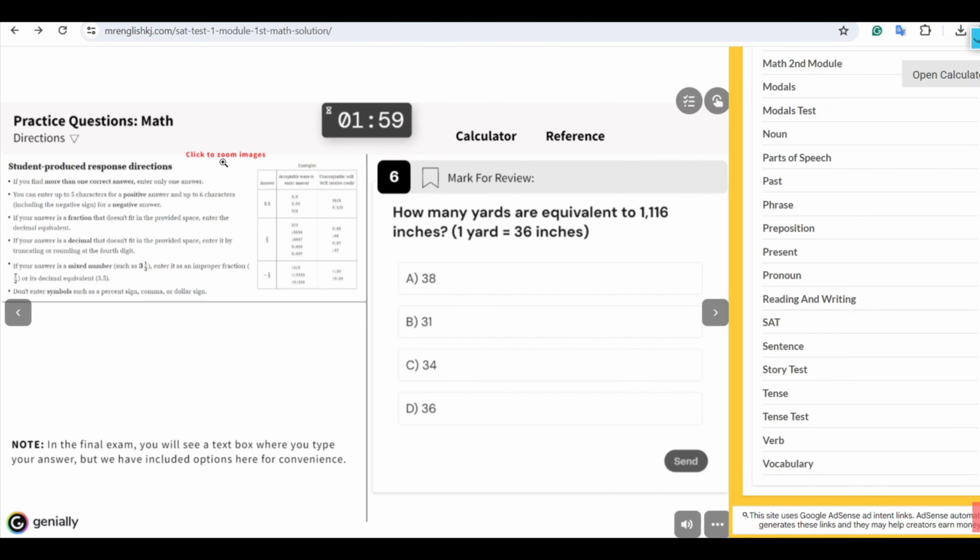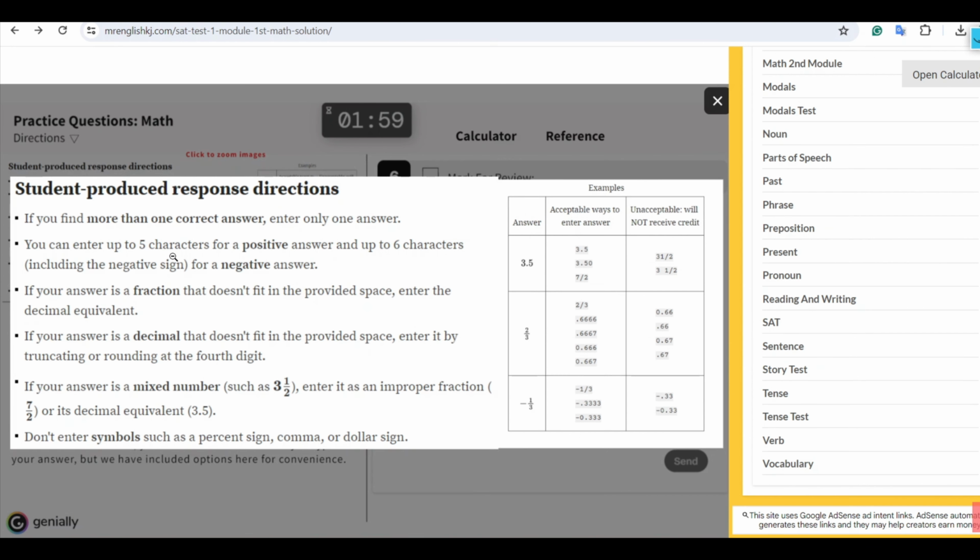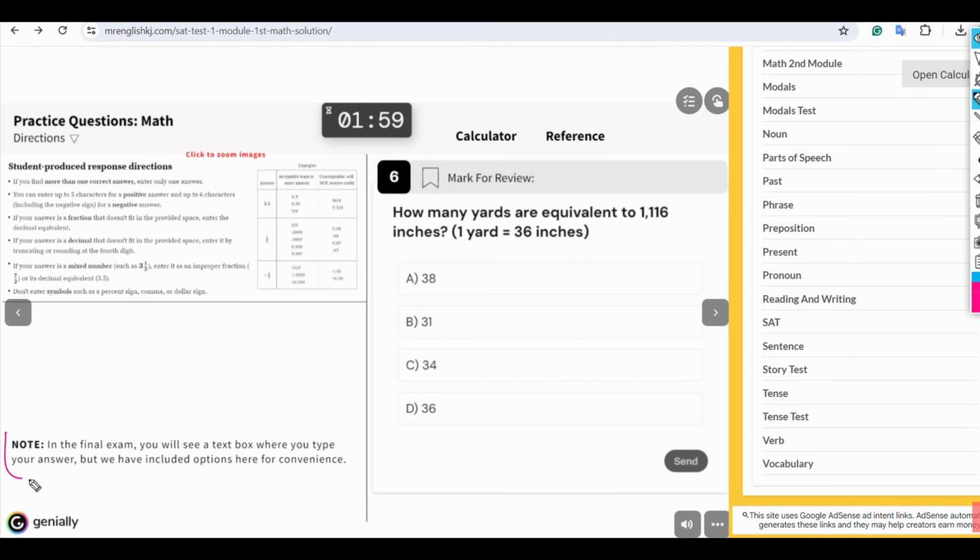Now, you see here, click to zoom image, meaning it is giving you some directions. In the real SAT exam, you will get that too. So don't worry about that. But there is a note here. In the final exam, you will see a text box where you type your answer, but we have included options here. Meaning, in the final exam, for these types of questions, you will not see any options. There will be a box there and you have to type your answer. So whenever you see this, always remember in our practice test that in the final exam, there won't be any options. We put it here for your convenience.